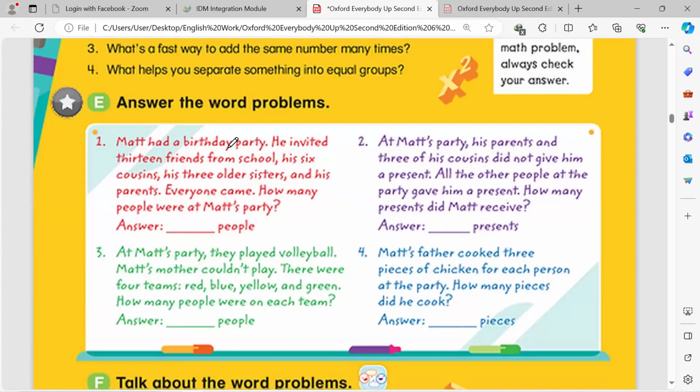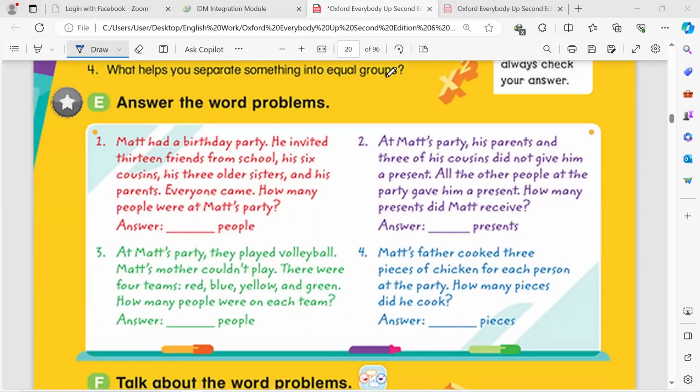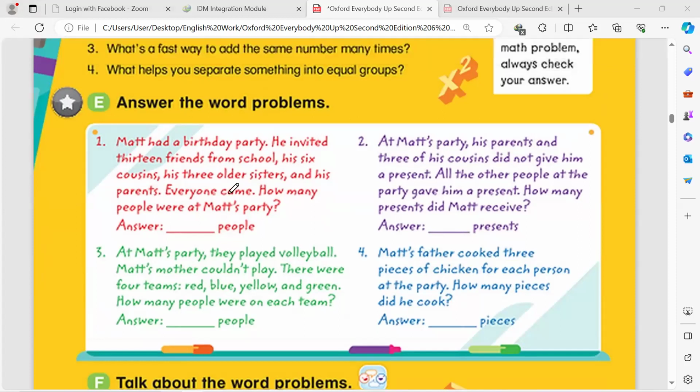Now let's answer the word problems. Who would like to read number 1? I would like to invite Ruby. Matt had a birthday party. He invited 13 friends from school, his cousin, his 3 older sisters, and his parents. Everyone came. How many people were at Matt's birthday?